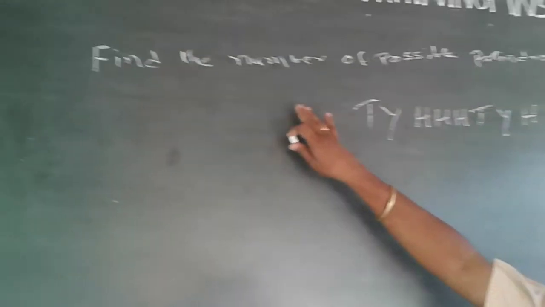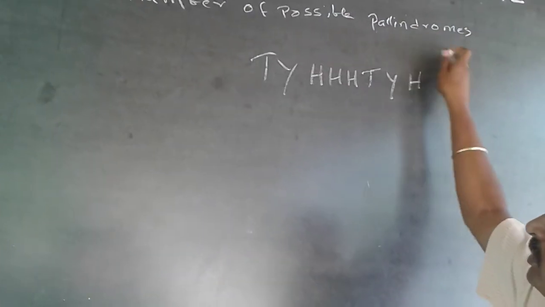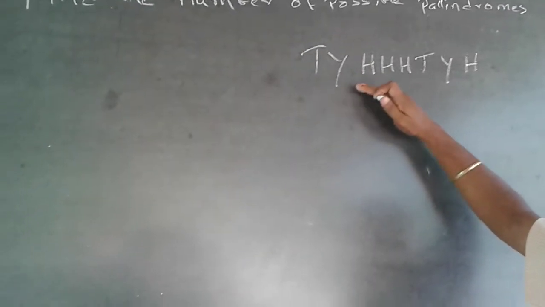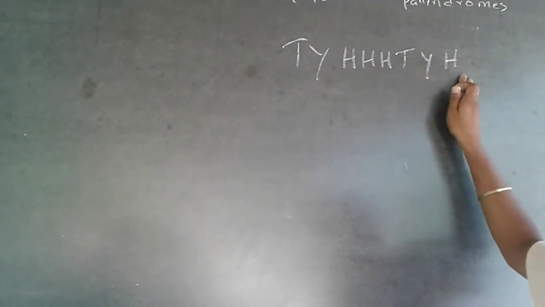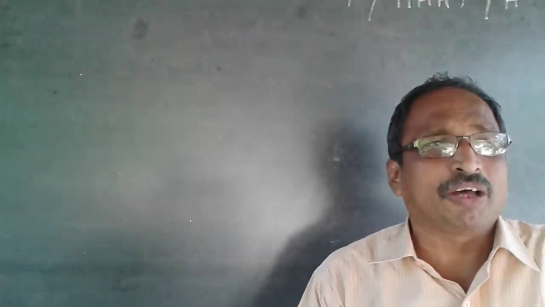So the question is, find the number of possible palindromes. The alphabets given are T, Y, H, H, H, T, Y, H. Don't bother about the meaning when I ask about palindromes. How many palindromes? Now I'll explain what a palindrome is.